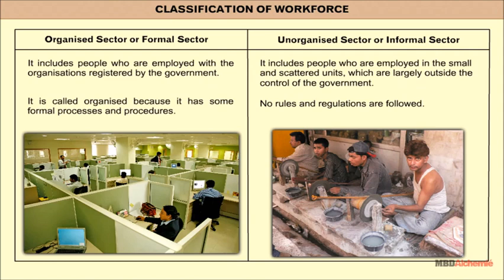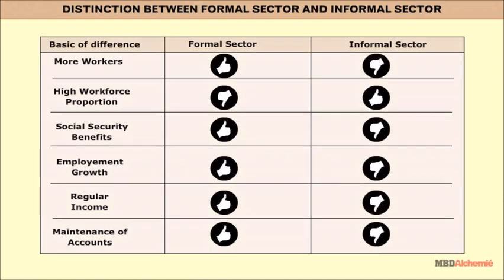Classification of workforce. Workforce can be classified into formal sector and informal sector. Organized sector or formal sector includes people who are employed with the organizations registered by the government. It is called organized because it has some formal processes and procedures. Unorganized sector or informal sector includes people who are employed in small and scattered units, which are largely outside the control of the government. No rules and regulations are followed. Distinction between formal sector and informal sector.